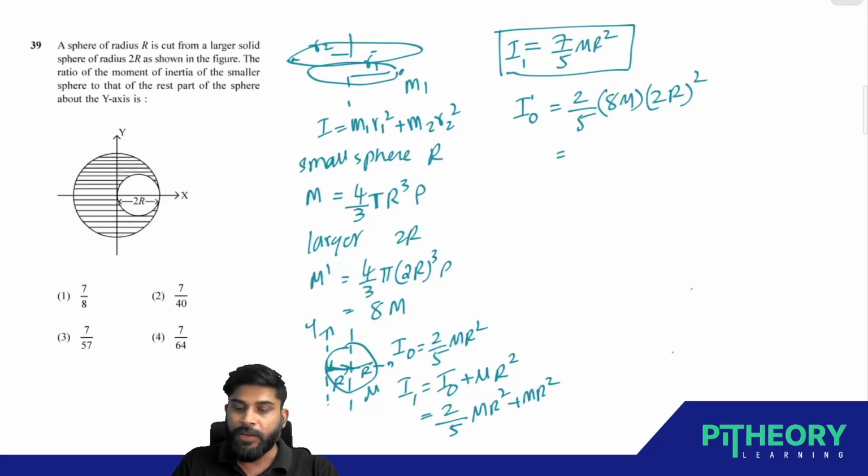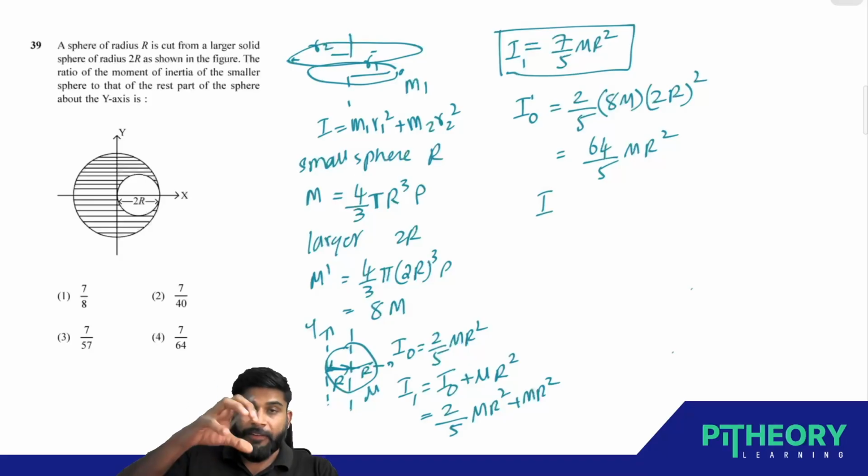So you'll be getting what? 8 2s are 16, 16 into 4, which is obviously 64. 64 by 5 mr square is what we'll be getting. Very clear. So if I find the moment of inertia of that bigger sphere after removing that smaller sphere, I'm marking it I2. What will that be?